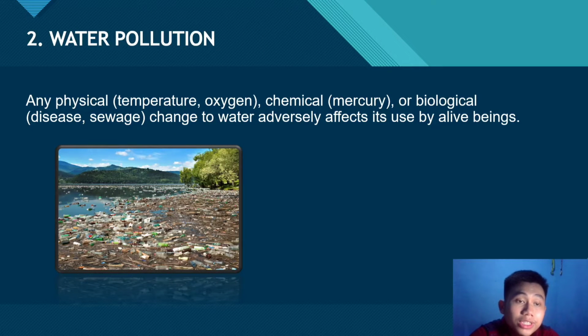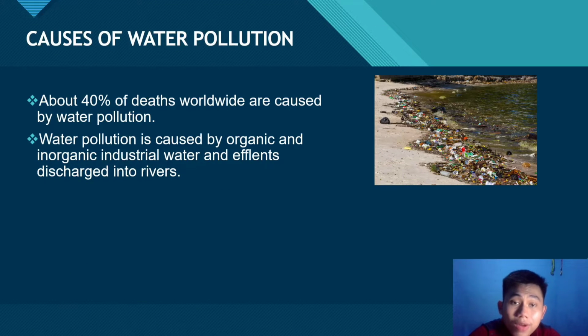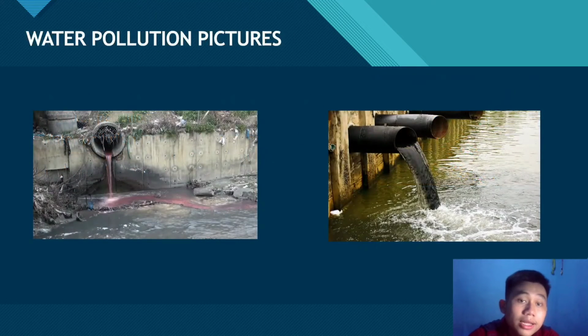The types of pollution number 2 is water pollution. Any physical change like temperature, oxygen, chemical like mercury, or biological like disease and sewage change to water adversely affects its use by living beings. Causes of water pollution. About 40% of deaths worldwide are caused by water pollution. Water pollution is caused by organic and inorganic industrial water and effluents discharged into rivers. This is the picture of water pollution.